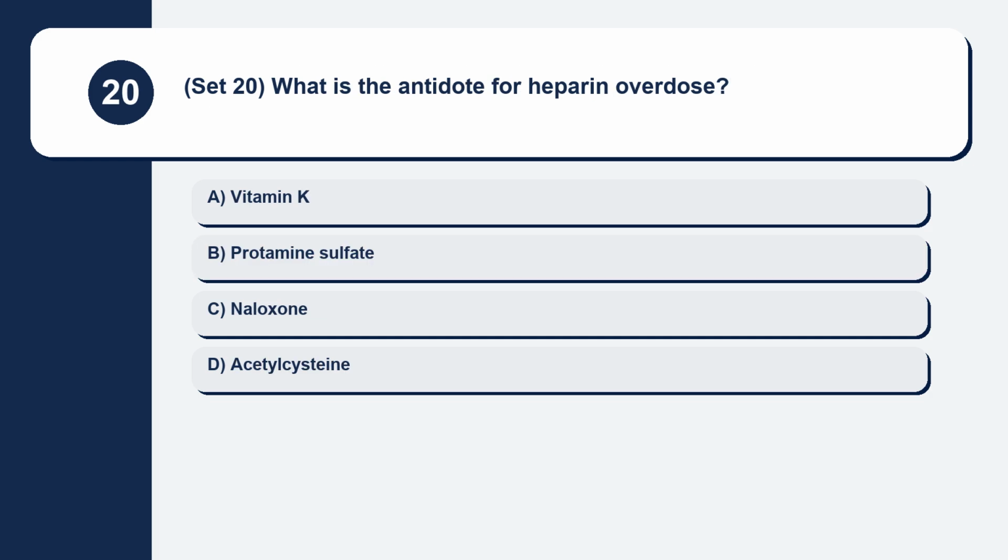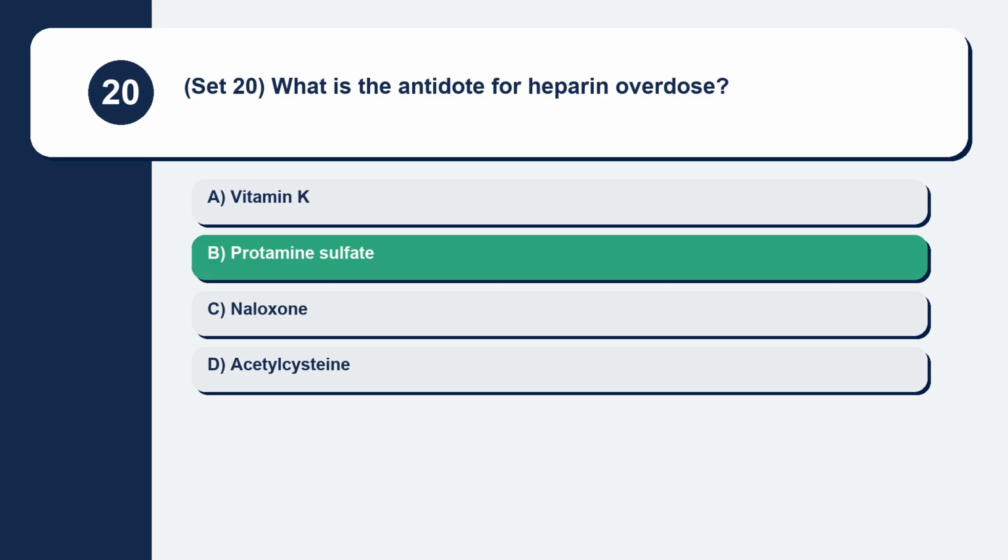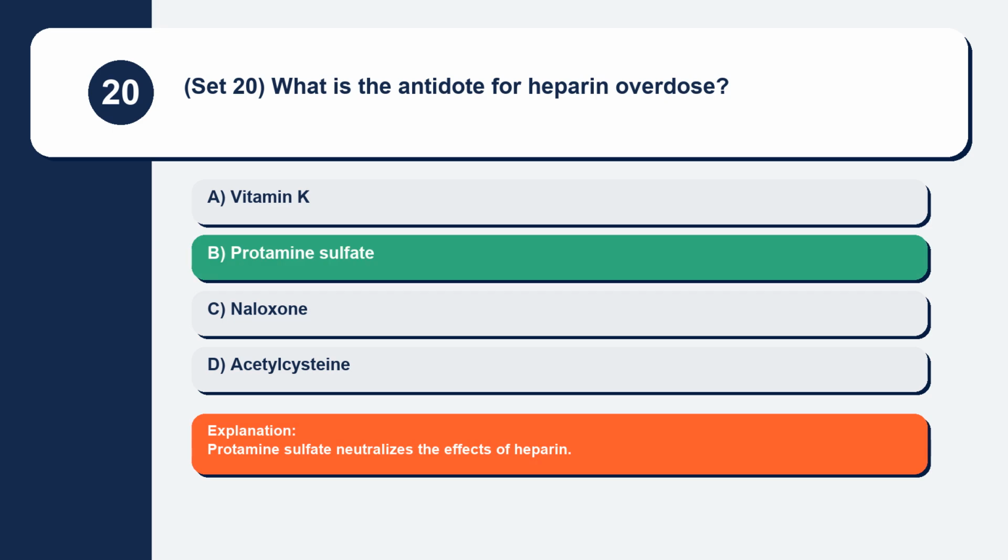Question 20. Set 20. What is the antidote for heparin overdose? Vitamin K, protamine sulfate, naloxone, acetylcysteine. Protamine sulfate neutralizes the effects of heparin.